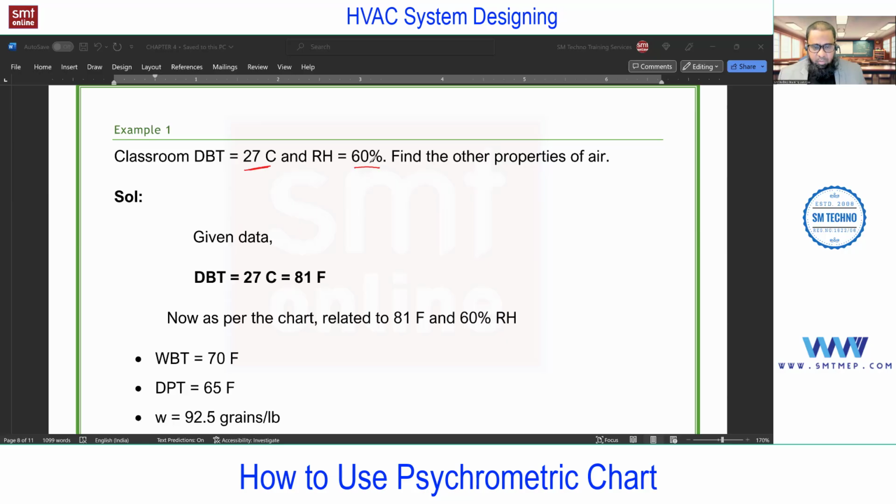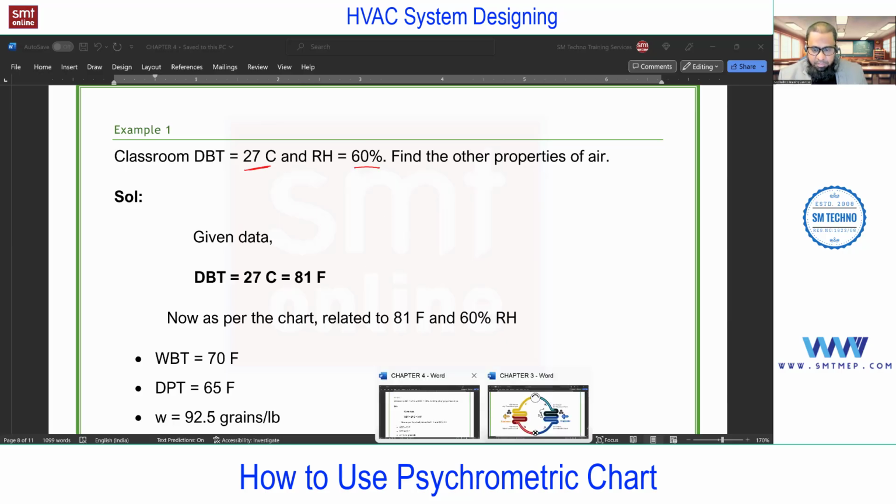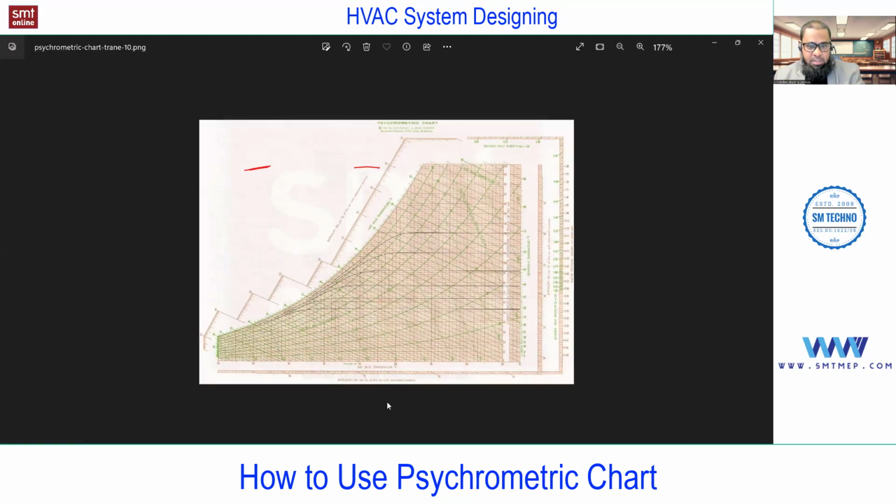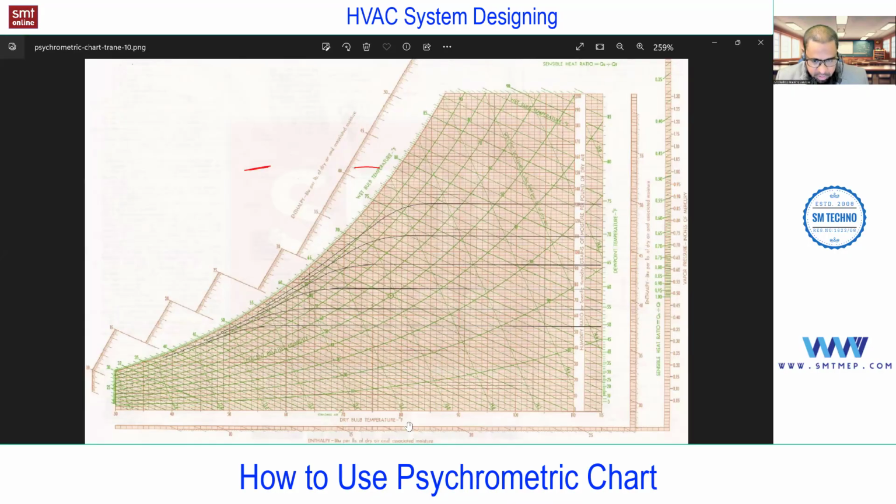For example, you'll find one more example below. So now, 27 degrees centigrade and 60% RH. The chart I'm using on screen is based on the English system. You see 70, 80. This is the English system, no? You can find the metric system; I'll share the software. I already shared the software. Under the SMT software, you can find the psychrometric software. But this is a manual psychrometric chart, taken from Crane, and this is the English system.